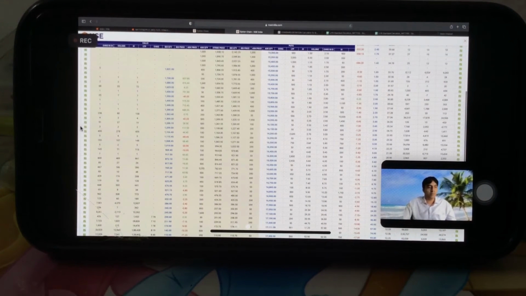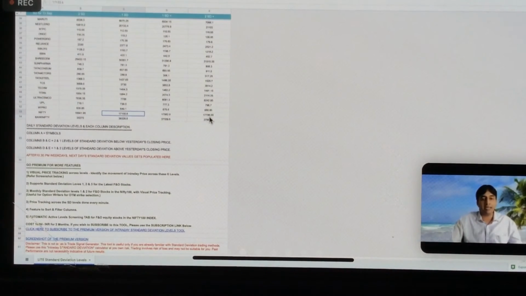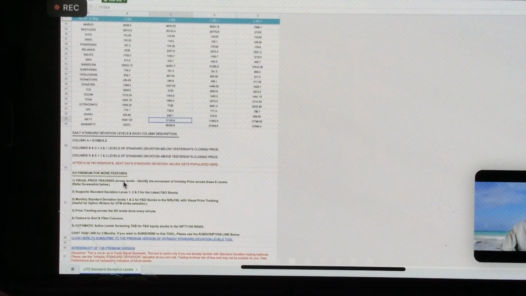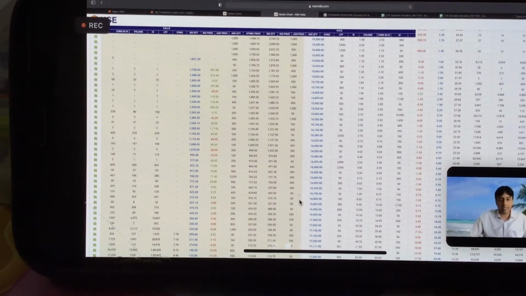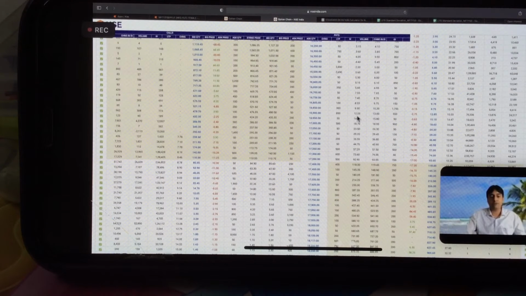If we short two standard deviations, what were the two standard deviation levels? 16,900 and 17,800. So if I short 16,900 and 17,800, the 17,800 is at 5.35 and 16,900 is at 12 rupees. So 12 plus 5, that is 17 points, right? 17 points multiplied by 50, so almost 850 rupees. You can make, chances of making that are 95 to 97%, because we are shorting two standard deviations.